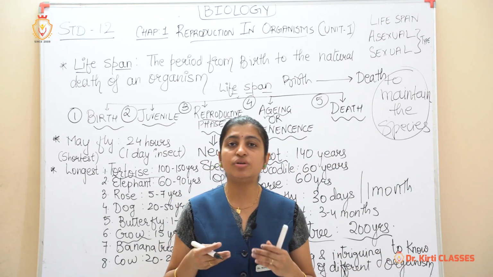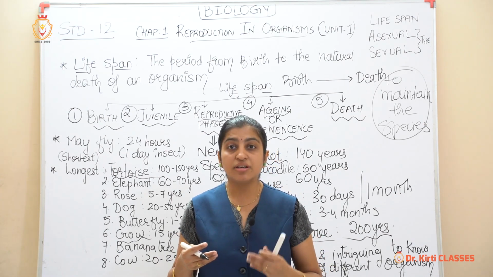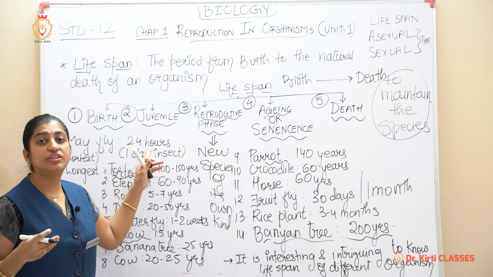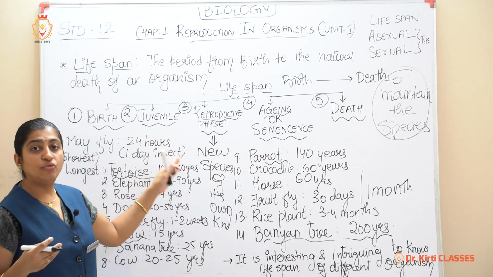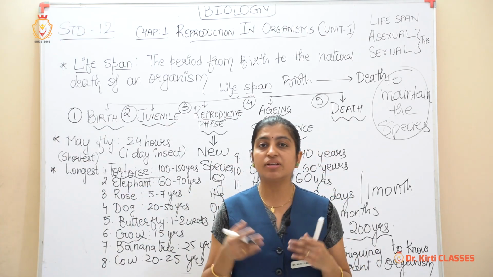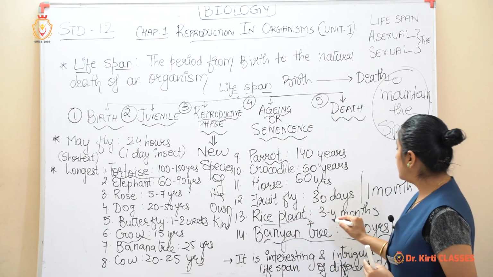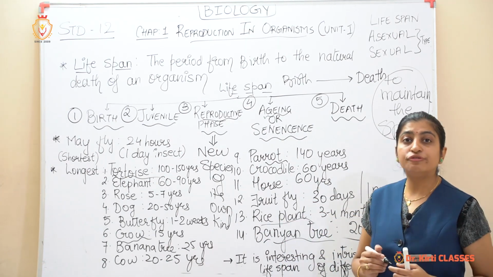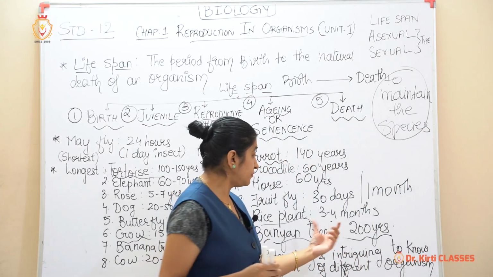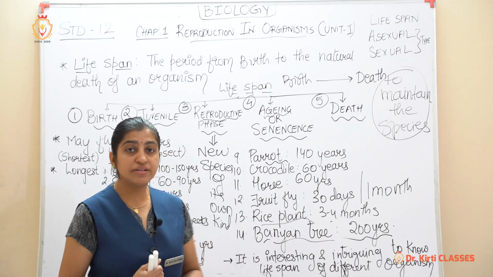It may be noted in days, in hours, in years. Starting from the very start, we have hours, days, weeks, months and years. So different living organisms have different lifespans. I will carry on. Rice plant, 3 to 4 months. When we talk about plants, I told you the banyan tree consists of 200 years.